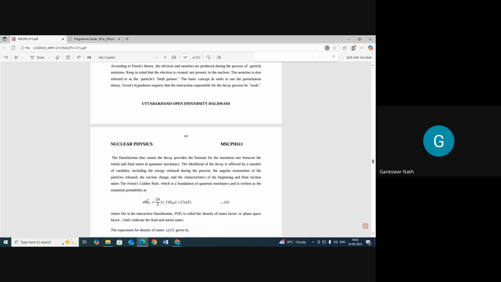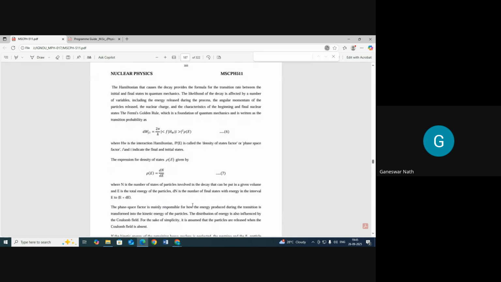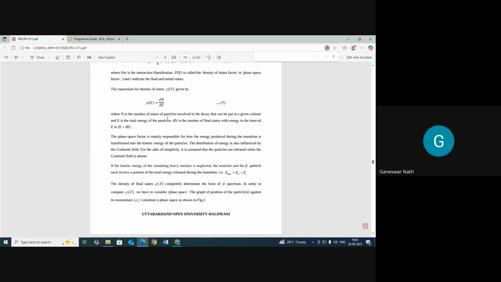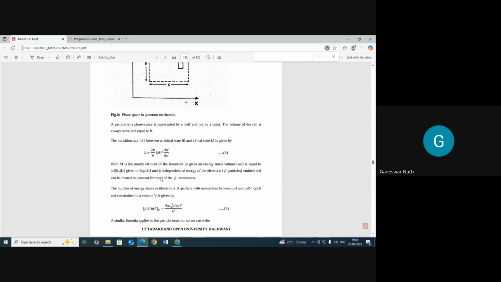Okay, final and initial, the 2π ħ, and this is the Hamiltonian probability, that is f, ω, |M|² ρ(E). And the expression for the density of states is given by ρ = dn/dE. If you go to the detail, you can understand the Fermi theory of beta decay.